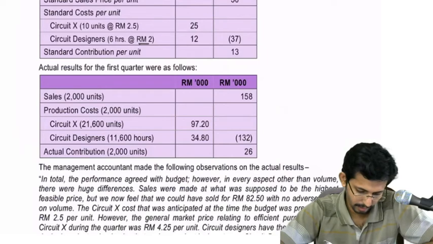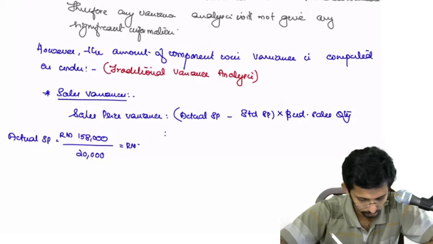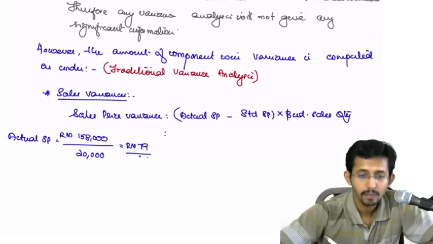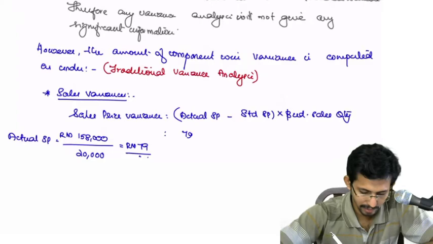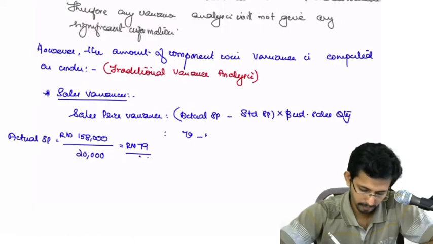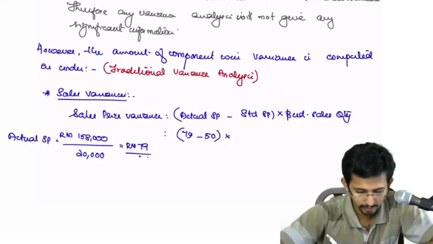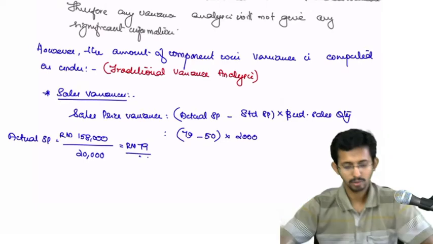$158 divided by 2000 is equal to 79. What is standard? Standard was 50 into what is budgeted sales quantity? 2000.